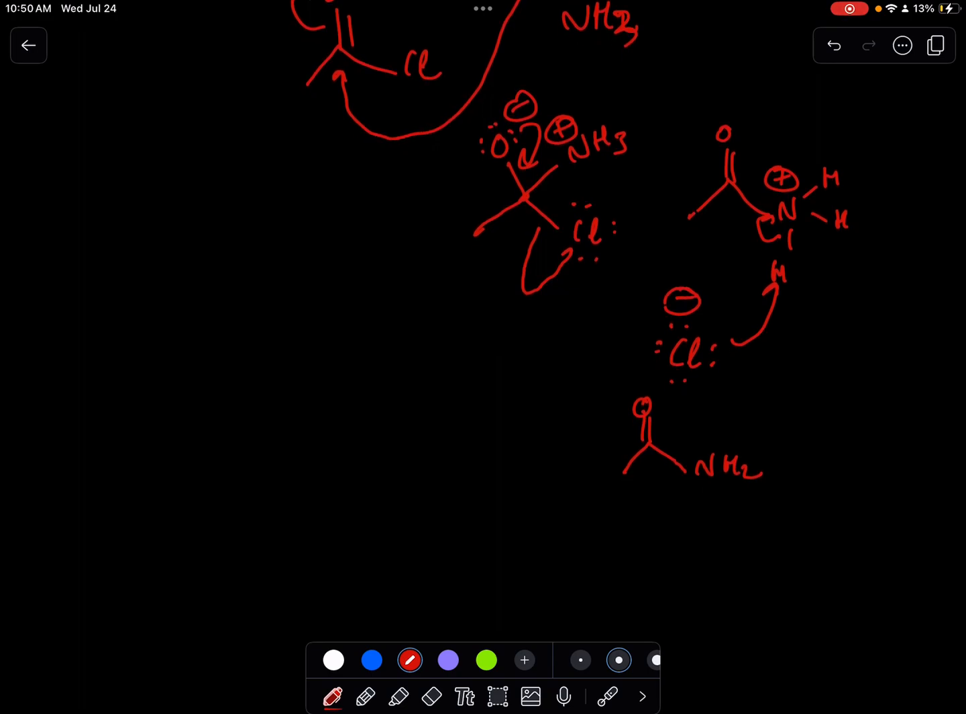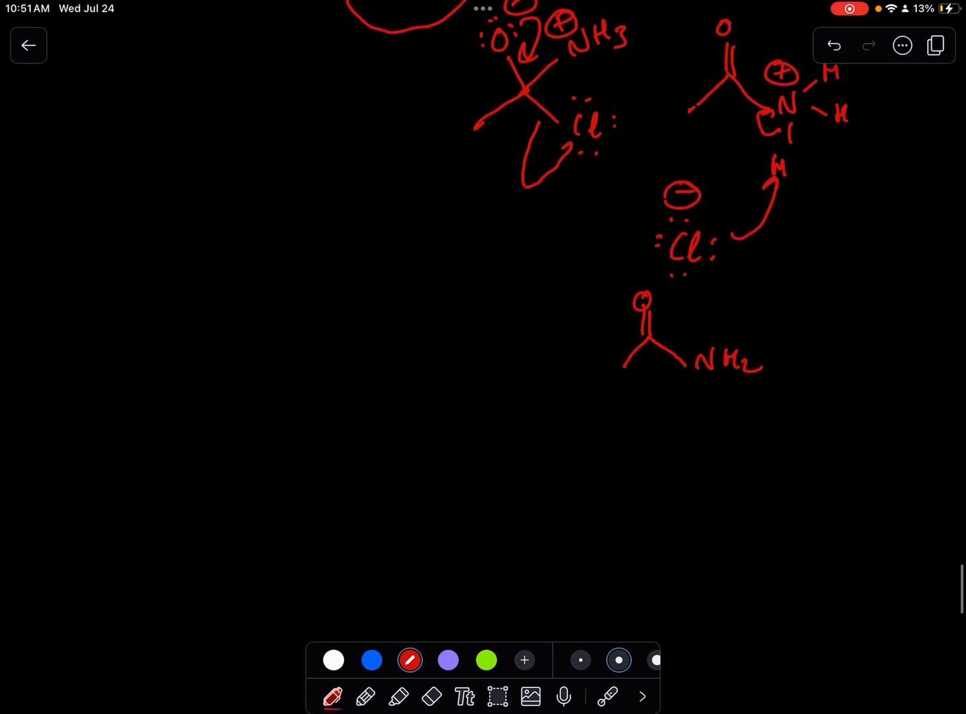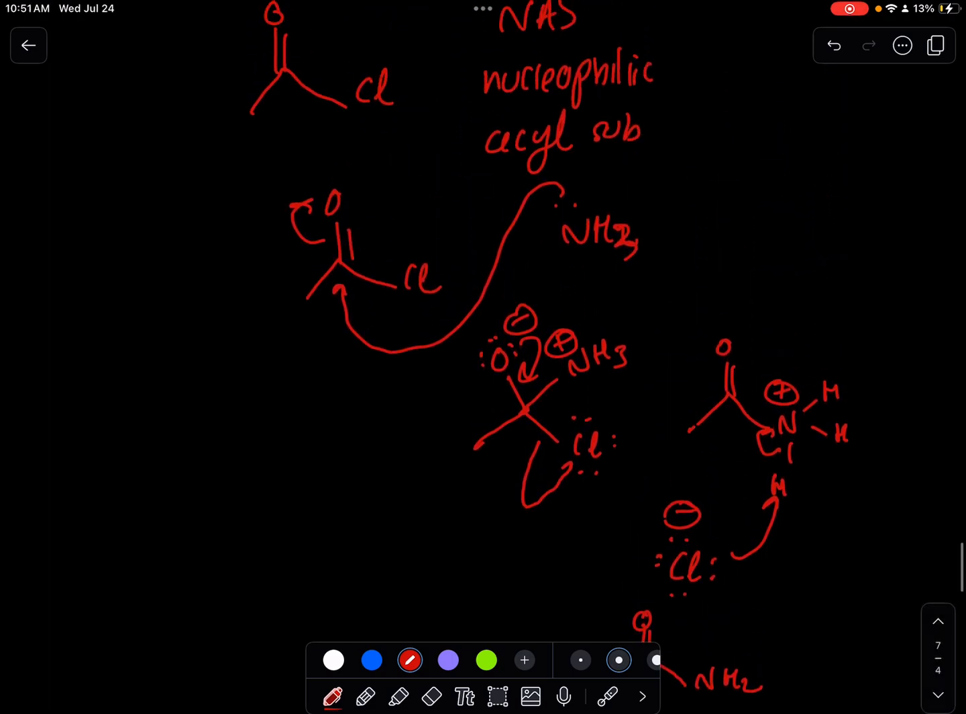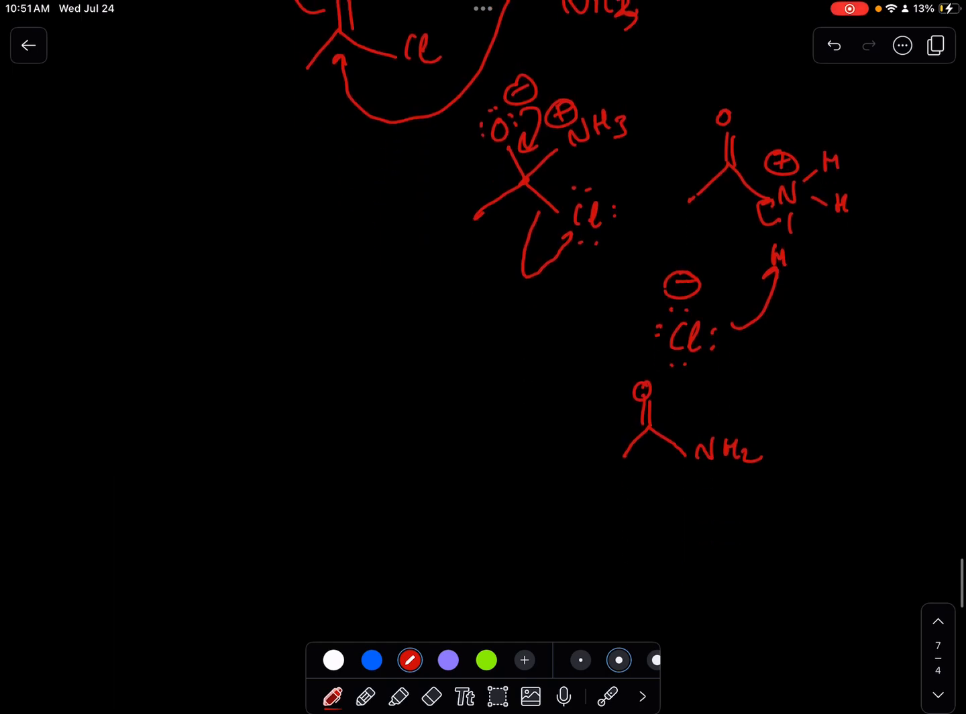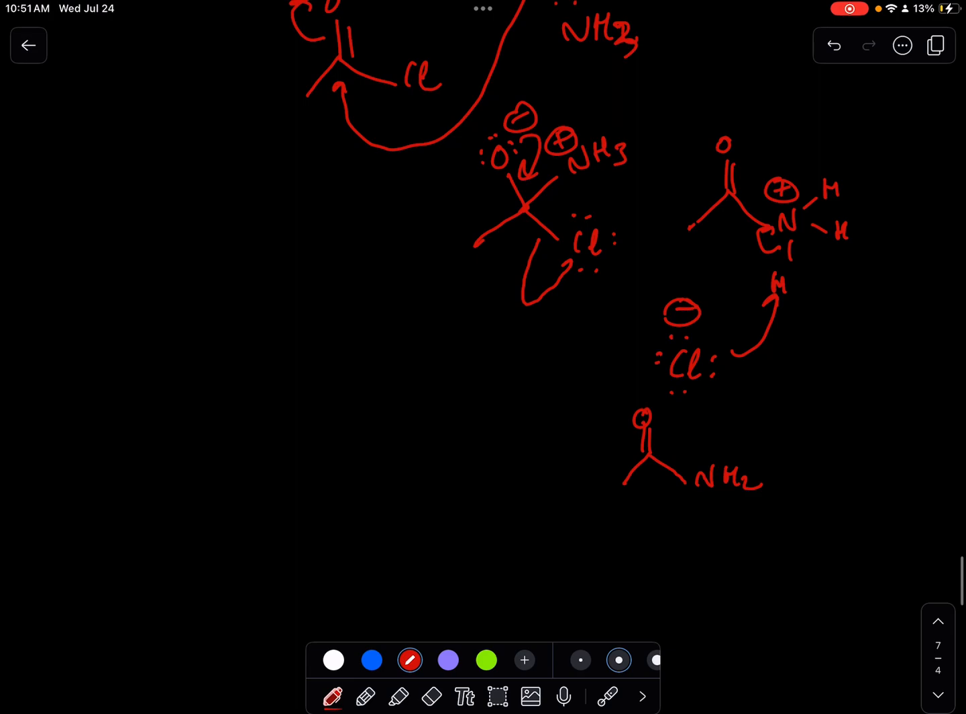There's many ways that this can happen to generate a variety of products. They kind of all follow the same mechanism, and it is fairly straightforward, so I won't spend too much time on them. Just know that you form a tetrahedral intermediate, and then you get the expulsion of the leaving group, and that's just kind of how it happens.